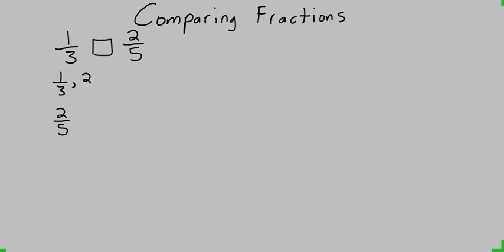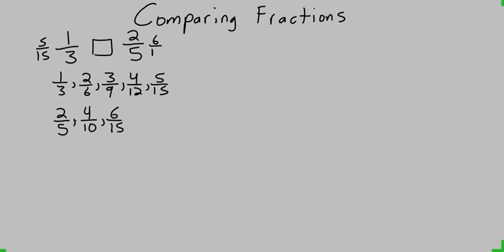And so 1/3, next would be 2/6, next would be 3/9, 4/12, and 5/15. Come down here to the fifths, I end up with 2/5, 4/10. Okay, none of them have the same denominator. I end up with 6/15. Okay, so they've both got a denominator of 15. So 1/3 was 5/15, and 2/5 was 6/15, and 6/15 is greater than 5/15, so 2/5 is greater.